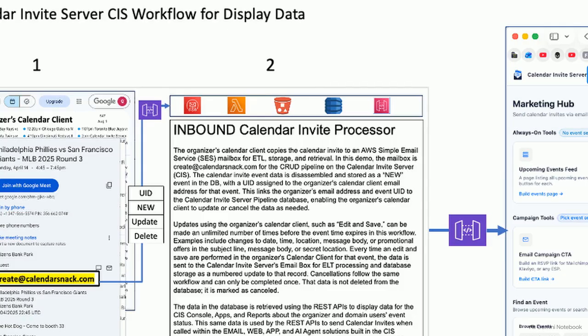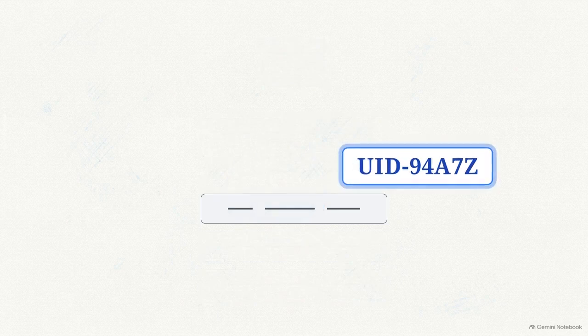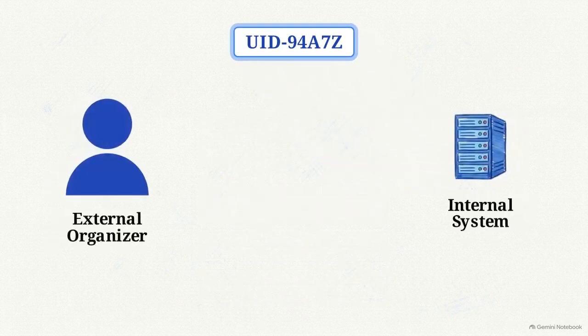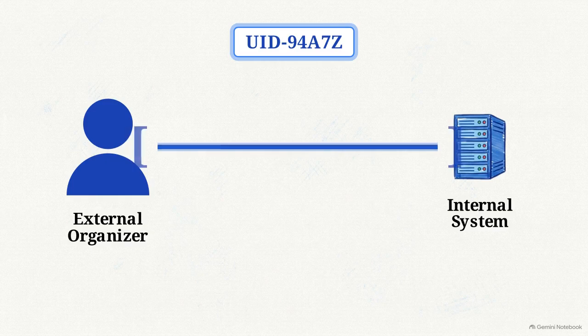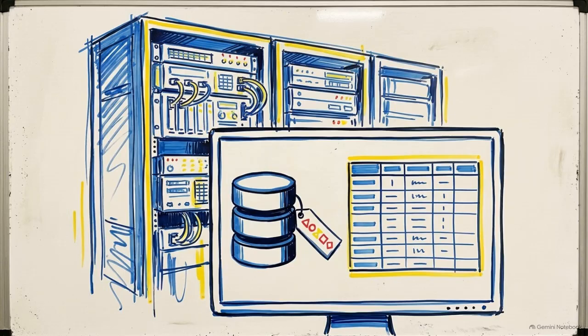Landing in this mailbox, an automated ETL pipeline takes over. It identifies the payload as a brand new event, stored as a new event in the DB. To track this permanently, the system assigns a UID based on the organizer's email. In relational databases, a unique identifier, or UID, is a specific alphanumeric string that guarantees no two records are ever confused. By generating this string, the architecture creates a permanent hard link between the external organizer and the internal system. Through this automated ETL processing, a transient stateless email is successfully anchored as a permanent relational database record.